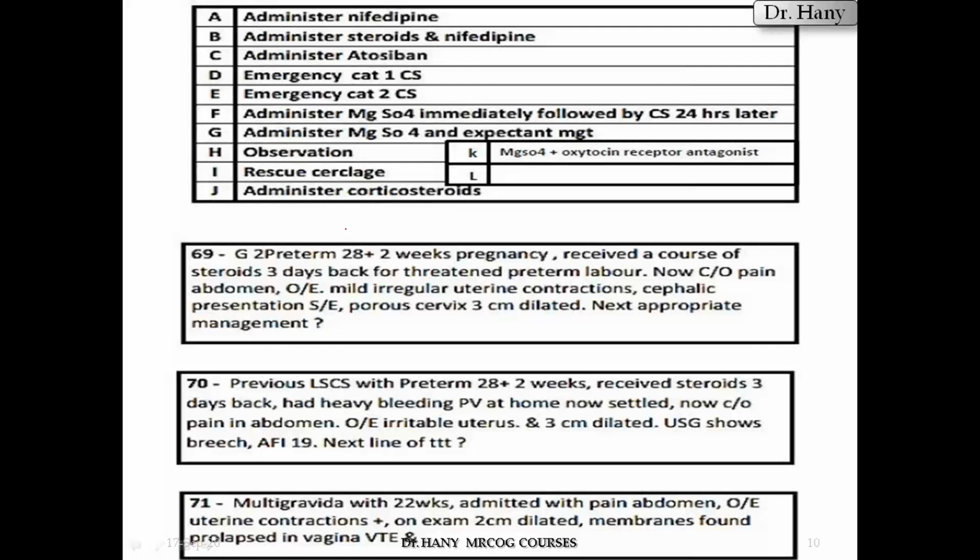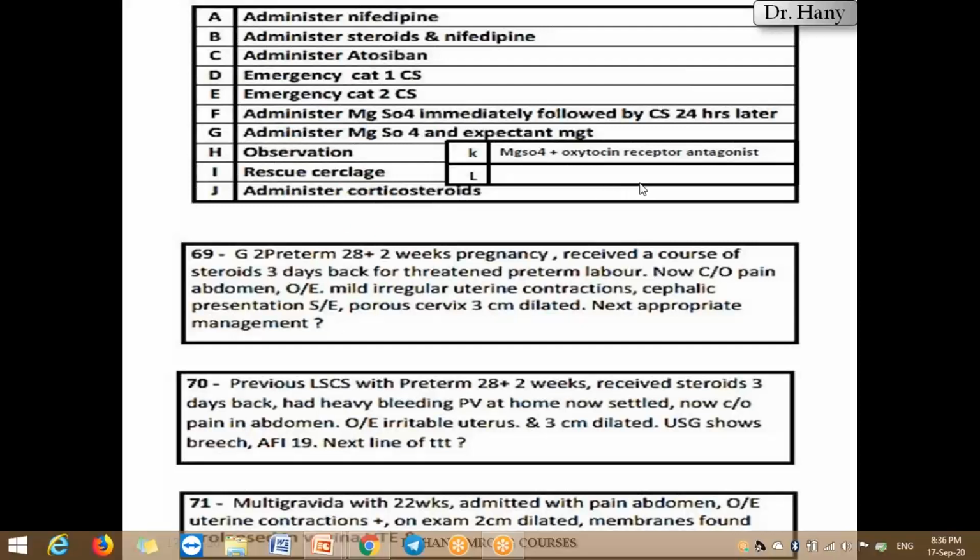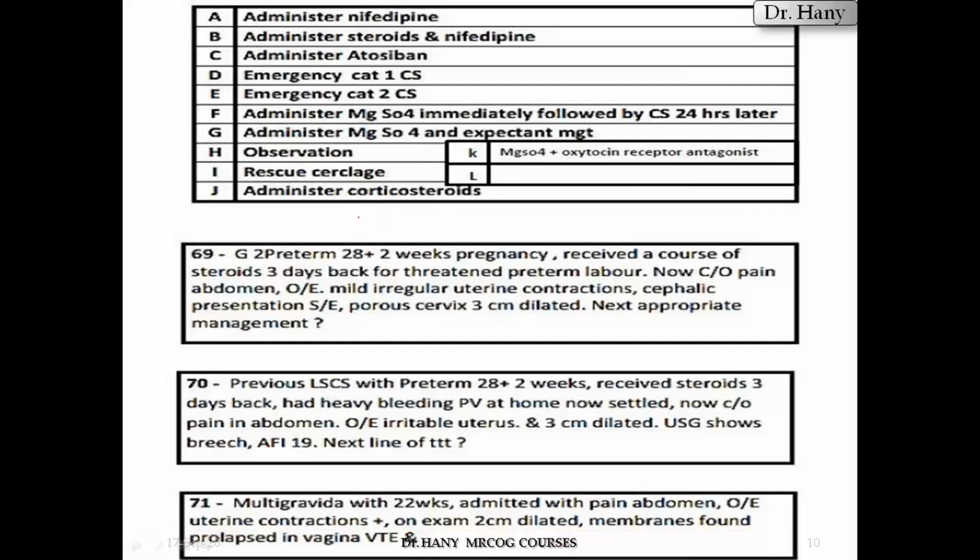So continue the tocolysis regimen if the woman has no rupture of membrane or no bleeding. Why? You will improve the survival rate of the baby and the chances of the baby to survive. So she already started tocolysis and she received corticosteroid, but magnesium sulfate is not indicated. Does this make sense?